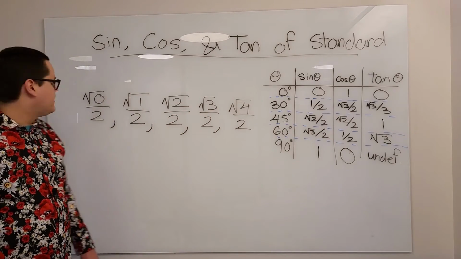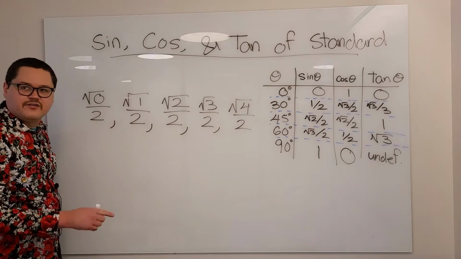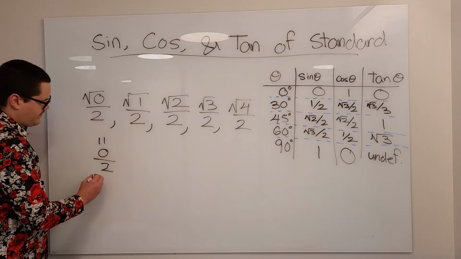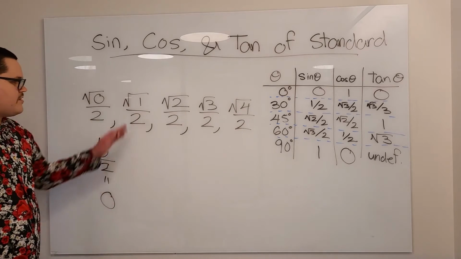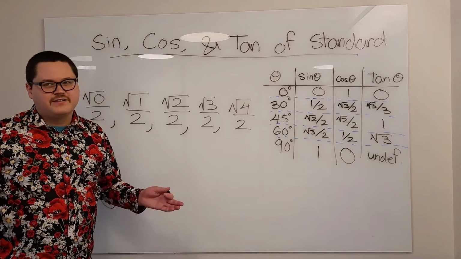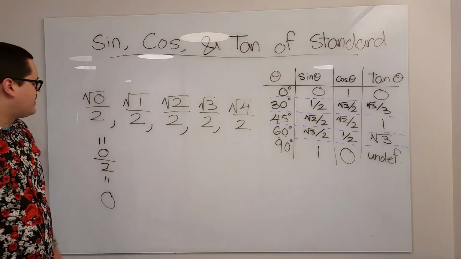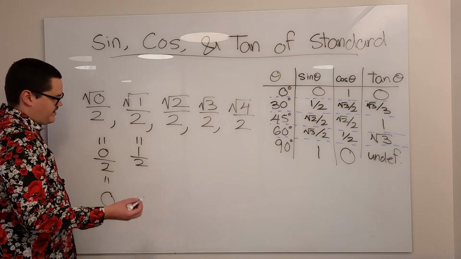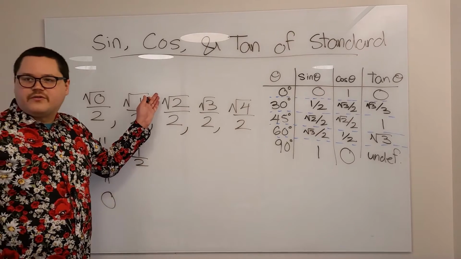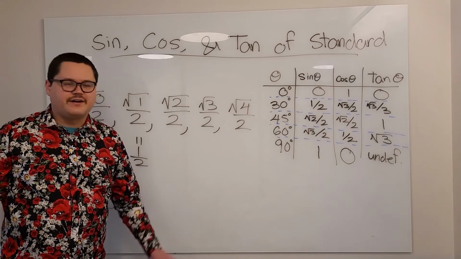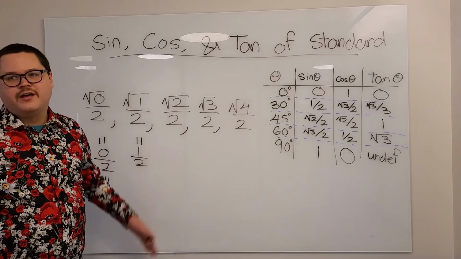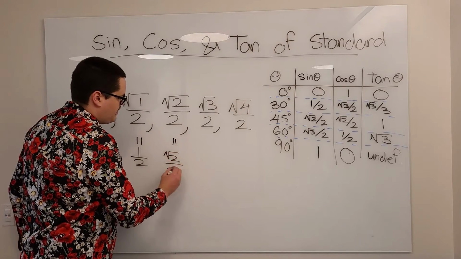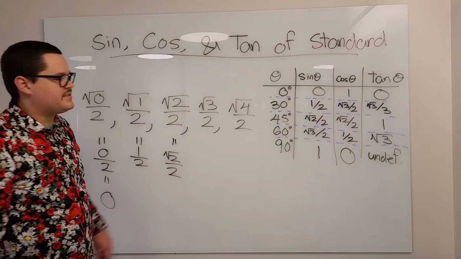Let's simplify these. So square root of 0, that's 0, because 0 squared is 0. So 0 over 2, well, that's just a big fat 0. Square root of 1, that's 1. Similar reason, because 1 squared is 1. Okay. So this is 1 over 2. And we can't simplify that any further. Square root of 2, well, we can't really simplify that at all. 2 is not a perfect square, nor does a perfect square go into it. Same with root 3 over 2. Let's just leave that alone as well.